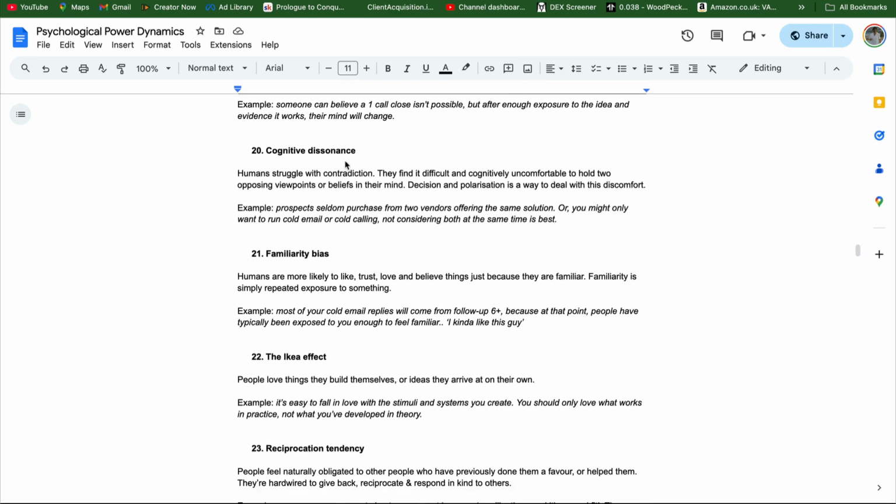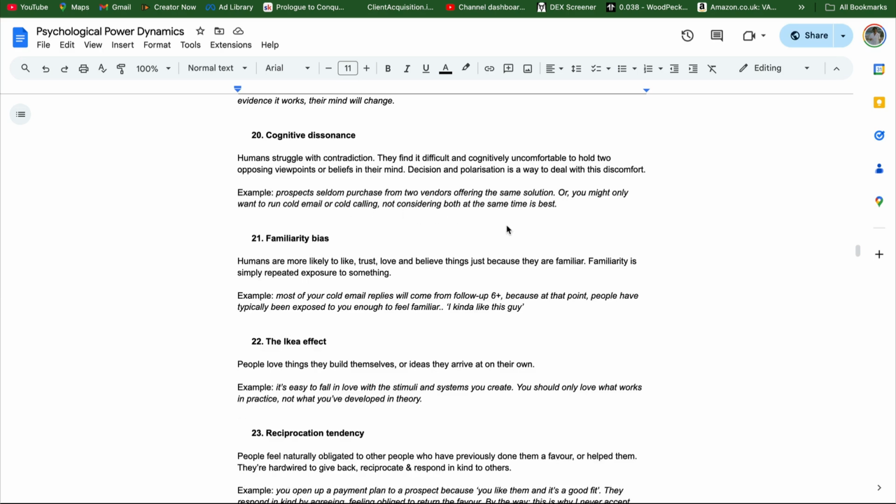Number 20, cognitive dissonance. Humans struggle with contradiction. They find it difficult and cognitively uncomfortable to hold two opposing viewpoints or beliefs in their mind. Decision and polarization is a way to deal with discomfort. Example, prospects seldom purchase from two vendors offering the same solution. Or you might only want to run cold email or cold calling, not considering both at the same time is best.